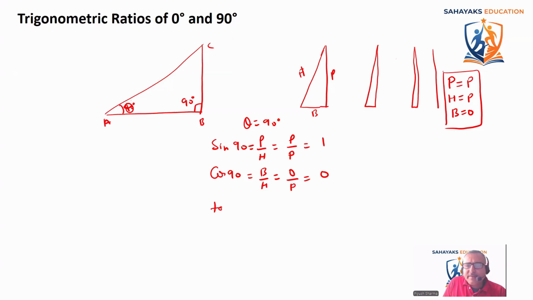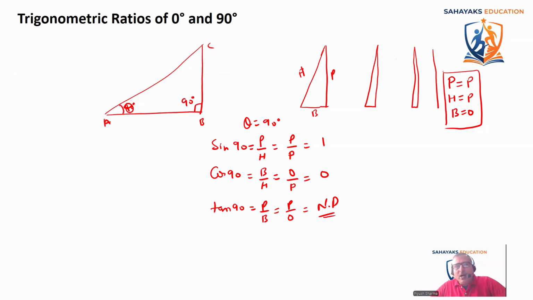Then we have tan 90. Tan 90 is perpendicular by base. So perpendicular is P and the base is 0. When the denominator is 0, it is not defined. Not defined or not applicable or infinite, any of these you can consider for tan 90. Okay, so this is the way we computed.